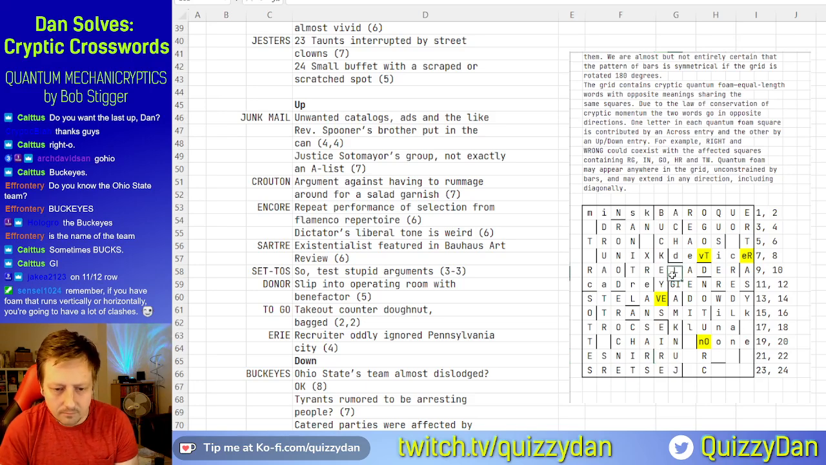Oh, there's a clash here. So that's probably a clash, isn't it? Although there is no clash there. What is that going to be? That could be an eye as well. Not sure.